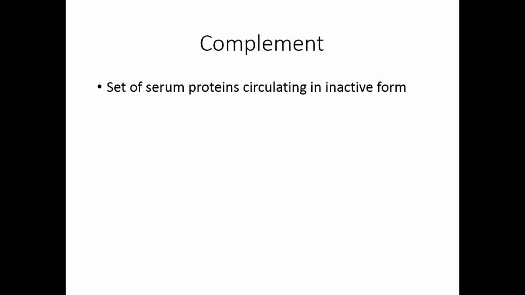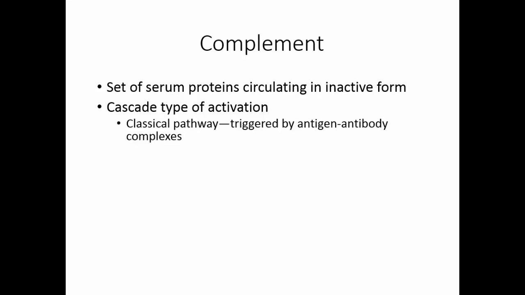Complement is a set of serum proteins that circulate in the blood in an inactive form. They have a cascade type of activation. You saw this if you've seen blood clotting factors, how they work. There are multiple pathways to initiate the complement cascade. The classical pathway is triggered by an antigen-antibody complex. This means that the third line of defense has to be in play at this point.